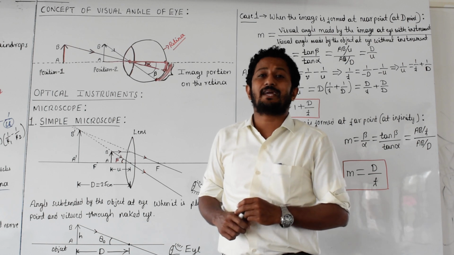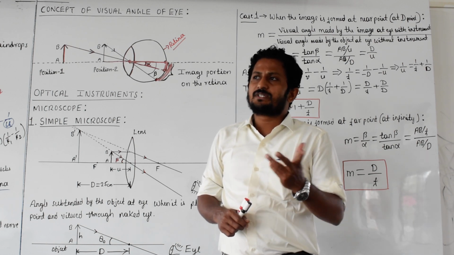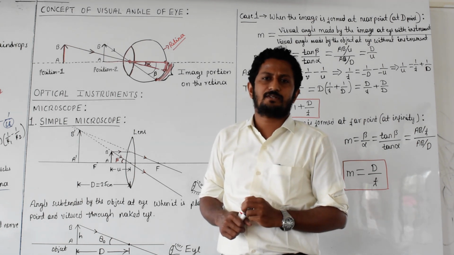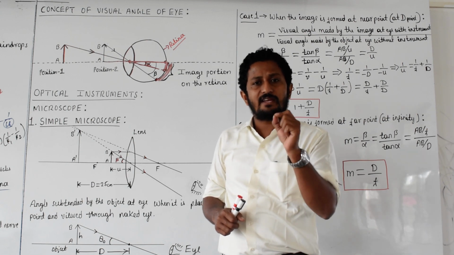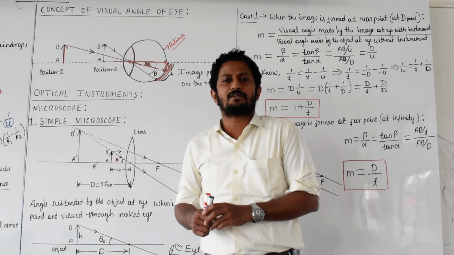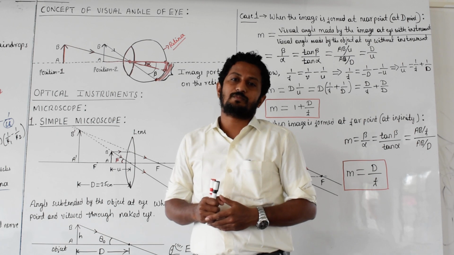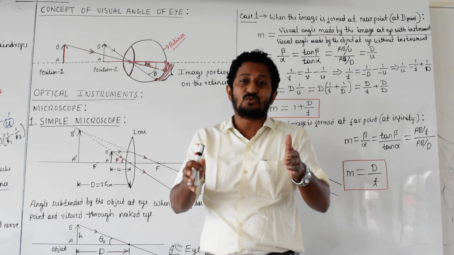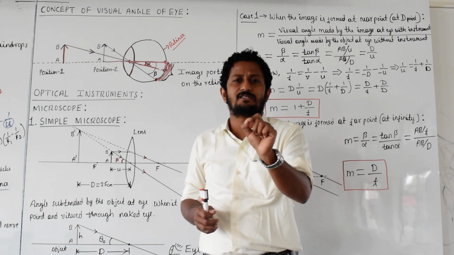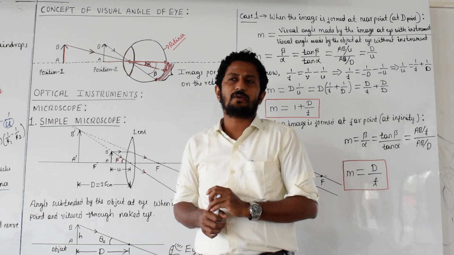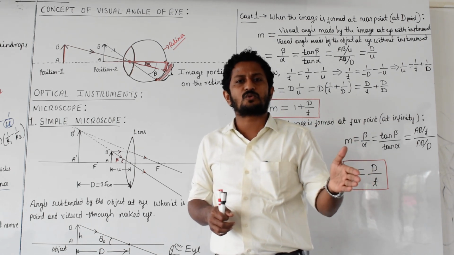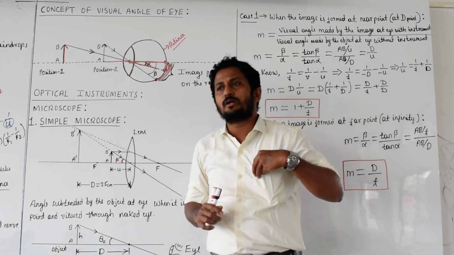So what do you mean by microscope? To see magnified images of small objects, we use an instrument that we call a microscope. The instrument which is used to see the magnified images of small objects is called a microscope. This microscope is of two types: one is the simple microscope and the other is the compound microscope.